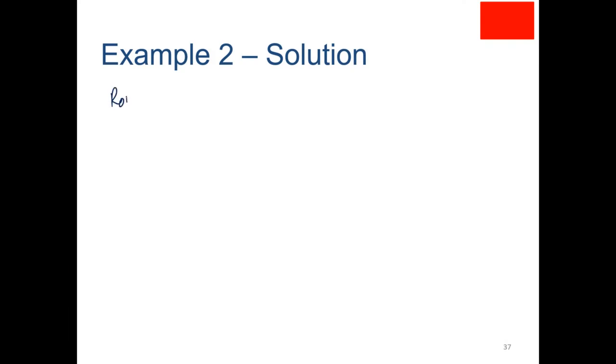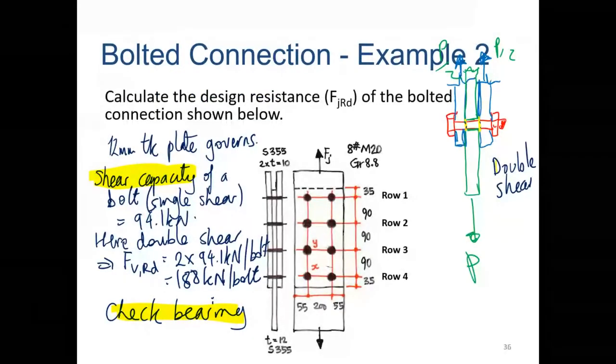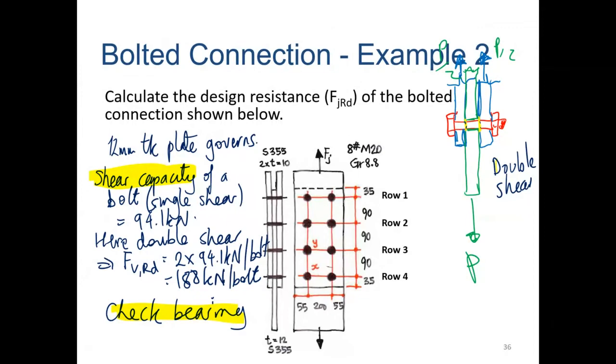Okay, so for row 1, as for example 1, it's the Q slide, for one second. Someone's asking us to go back to the Q slide. I'm not sure which is the Q slide. This one.